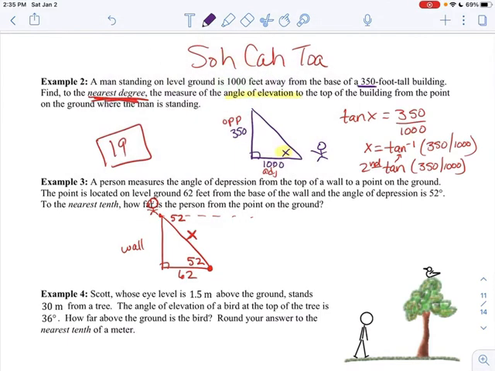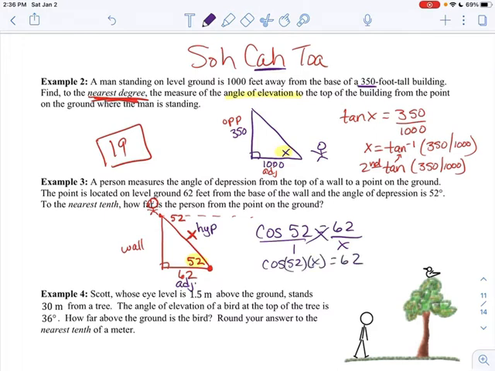So, based on this angle of 52, this is adjacent, and this is hypotenuse. So because it's adjacent and hypotenuse, I'm going to use cosine. Cosine, the angle comes next. Cosine of 52 equals adjacent over hypotenuse. Put a 1 under here, cross multiply. Cosine of 52 times x equals 62.